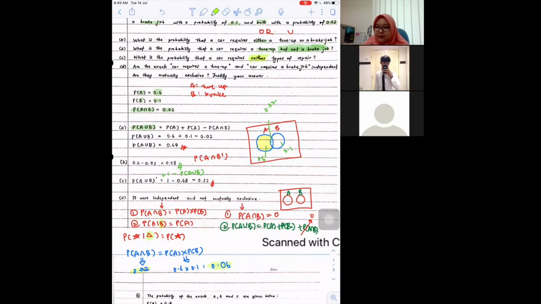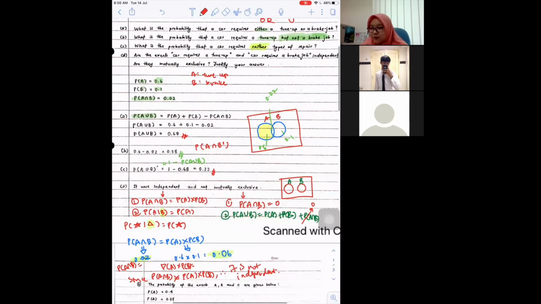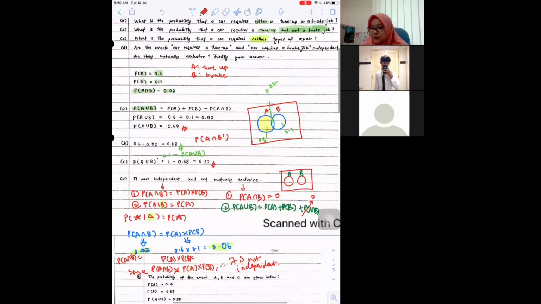No. Okay, so please do this separately. P(A intersect B) is equal to this. P(A) times P(B) is equal to this. So since these two are not equal to each other, therefore it is not independent. Okay. I hope this is clear.